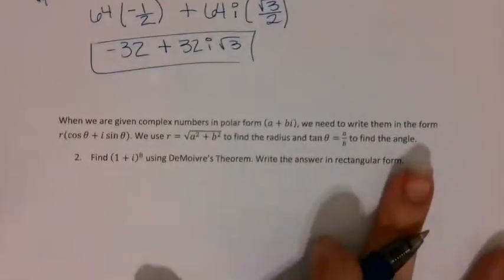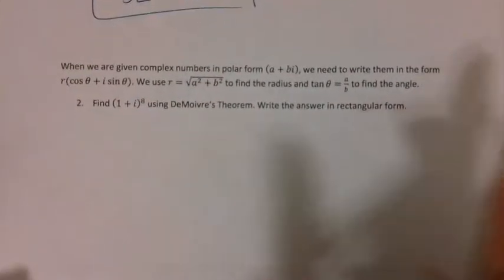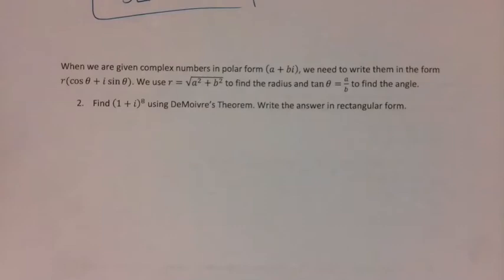I can also use the theorem when I'm given complex numbers in the form a plus bi. I can rewrite it into a polar form of r times cosine theta plus i sine theta. We use r as the square root of a squared plus b squared, and tangent theta is the value of b divided by a to find our angle.